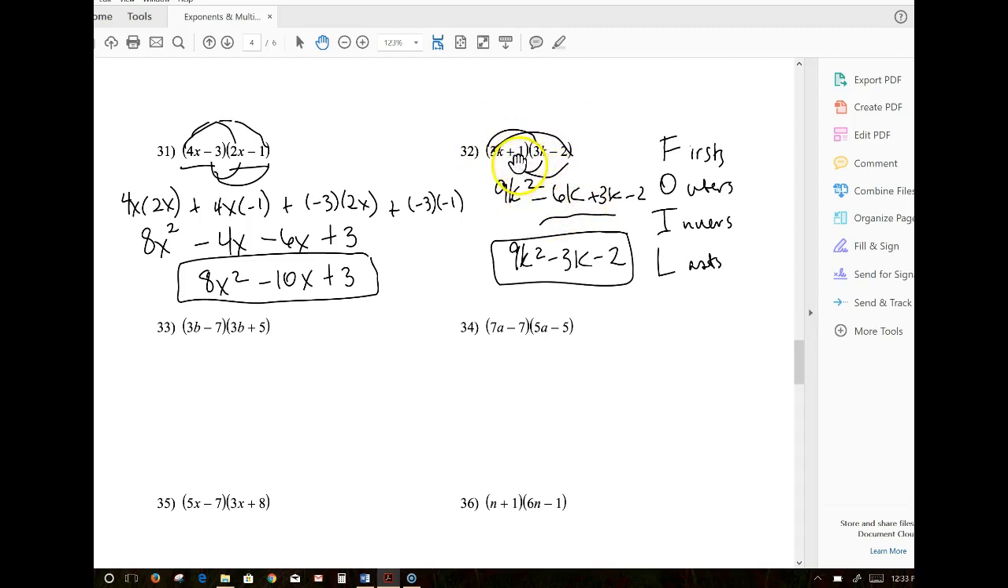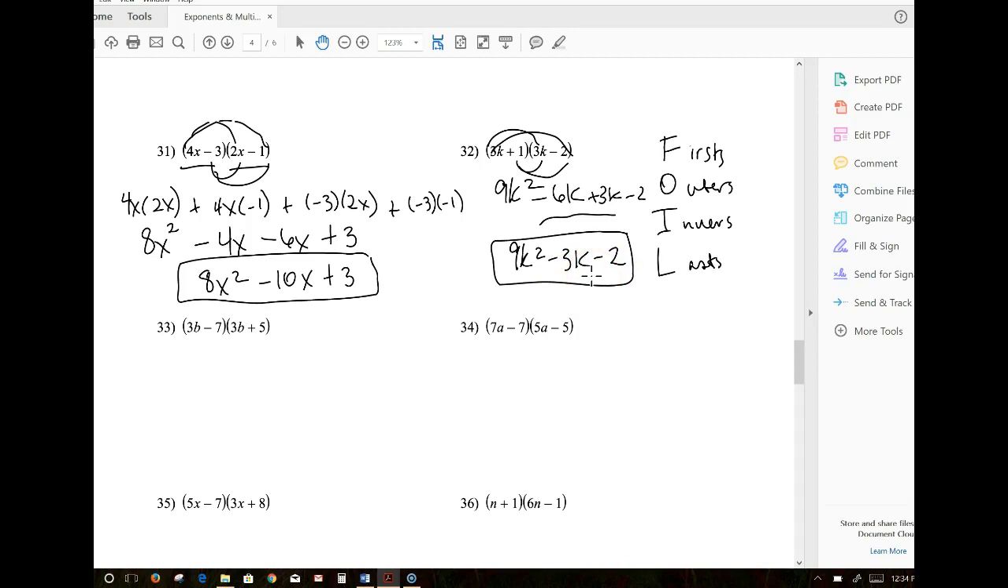Now our inners, 1 times 3k is 3k. And our lasts, 1 times negative 2 is negative 2. Again, we have these like terms here. Negative 6k plus 3k, opposite sign, so subtract and take the sign of the larger. So that makes negative 3k. The 9k squared and negative 2 just comes down. So our final answer is 9k squared minus 3k minus 2.